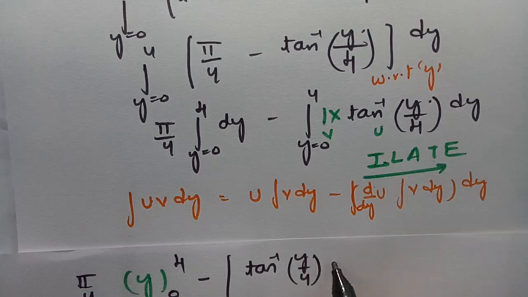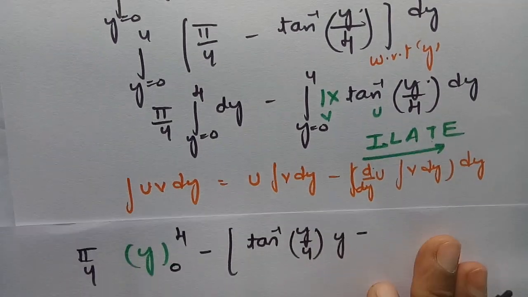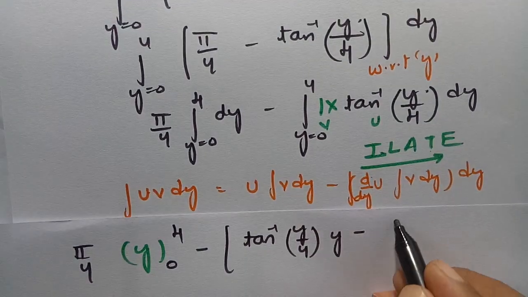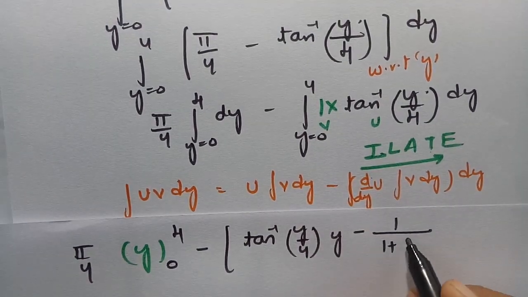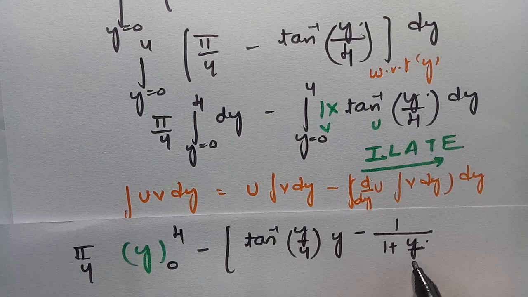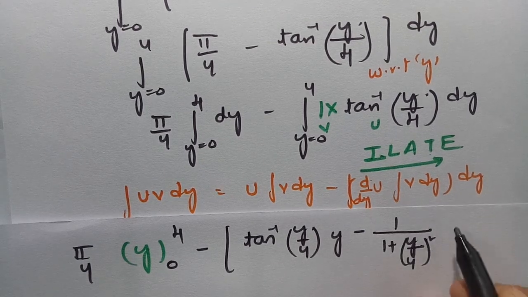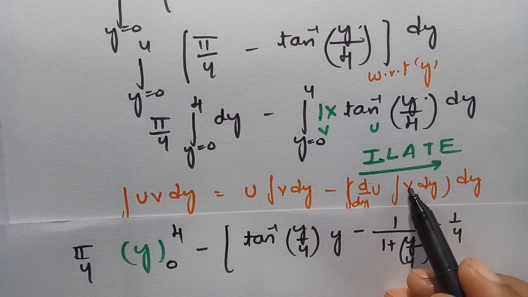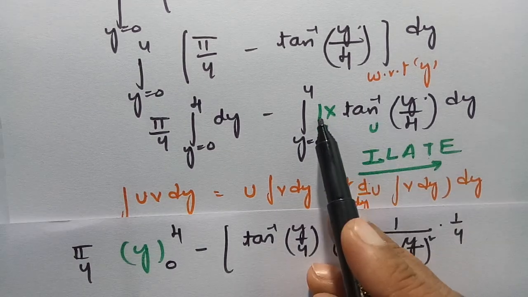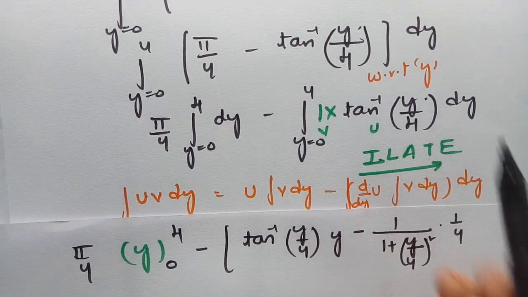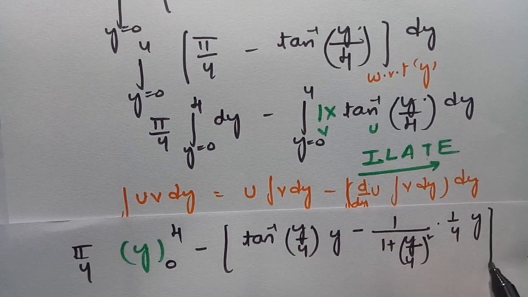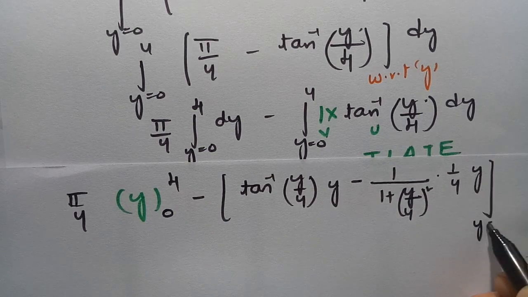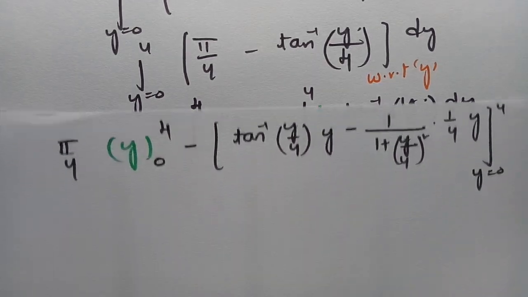For 1 dy it is nothing but y, minus the derivative of u. So what is the derivative of this one? This is 1 by 1 plus y by 4 whole square, and again for y it is 1, so 1 by 4 remains, and again we have to integrate v. The integral of 1 dy is nothing but y. So here ends the matter, and between the limits, y is equal to 0 to 4.